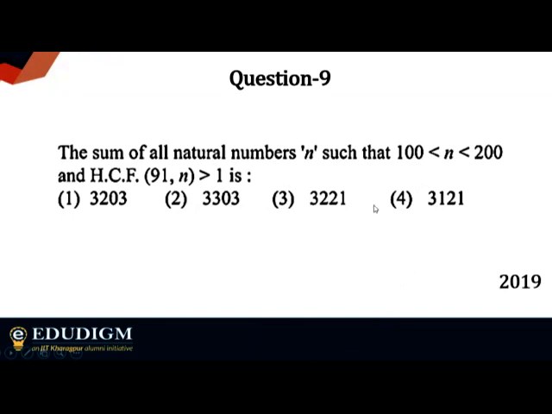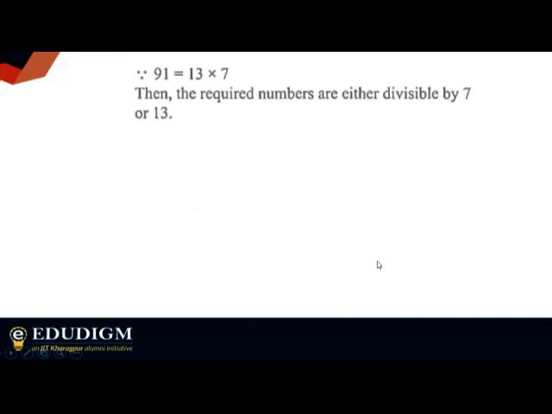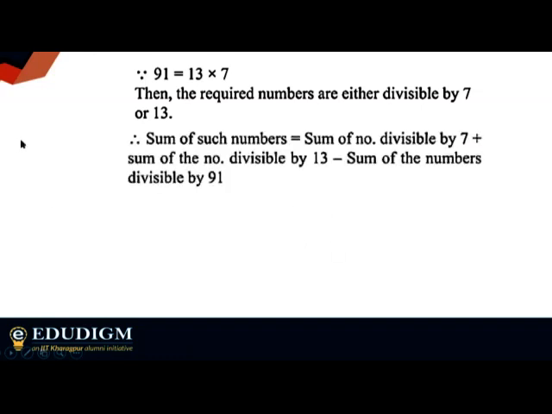All right. So, sum of natural numbers between 100 and 200, strict inequalities, where the HCF of them and 91 will be greater than 1. Let's quickly go through the solution. Let's not waste time on this one. I'm sure you'll get the calculations right. 91 is 13 into 7, so it'll be either divisible by 7 or 13. Let's see what the sum will be.